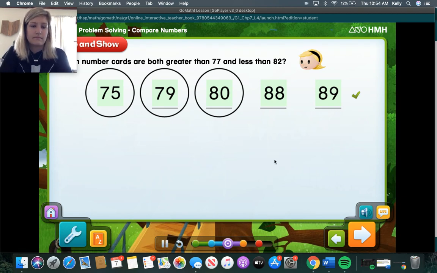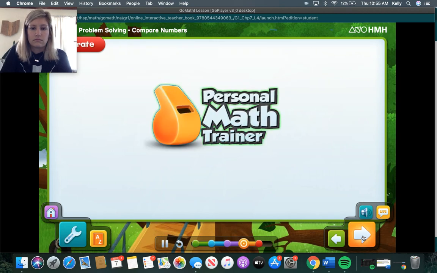Good job! Number cards 75, 79, and 80 are all less than 82. These number cards are both circled and underlined. Number cards 79 and 80 are both greater than 77 and less than 82. Now let's practice with the personal math trainer.